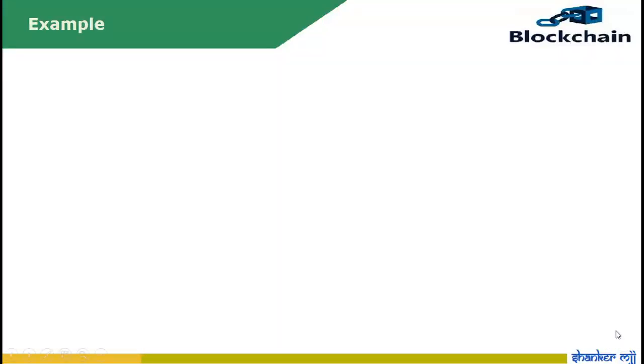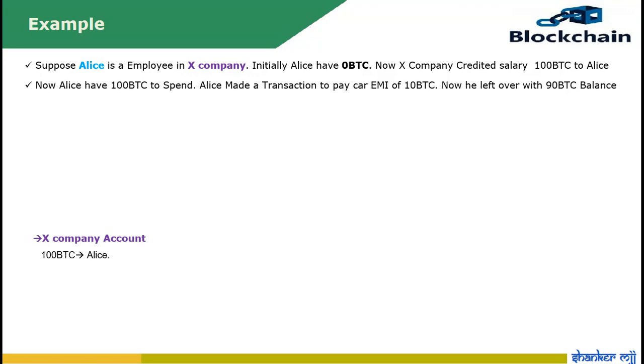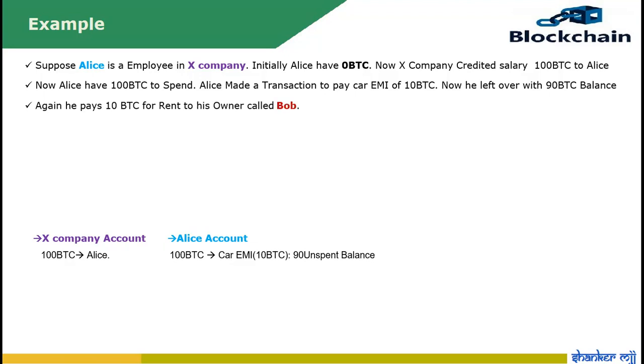Let's see an example of how the proof of work algorithm will run. Suppose Alice is an employee in X company. Initially Alice has 0 bitcoins. Now X company credits a salary of 100 bitcoins to Alice. Now Alice has 100 BTC to spend. Alice made a transaction to pay a car EMI of 10 BTC. Now she is left with a 90 BTC balance, which is unspent. Again, she pays 10 bitcoins for rent to her owner called Bob. Presently, she has 80 BTC which are unspent.